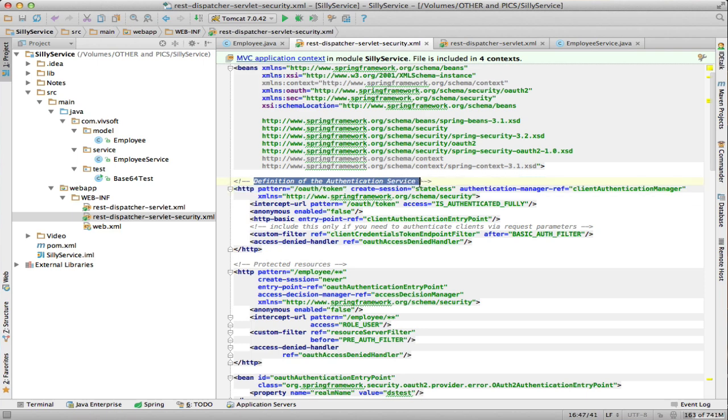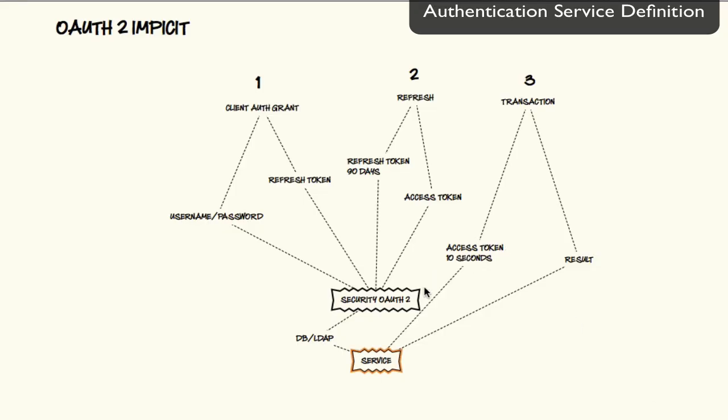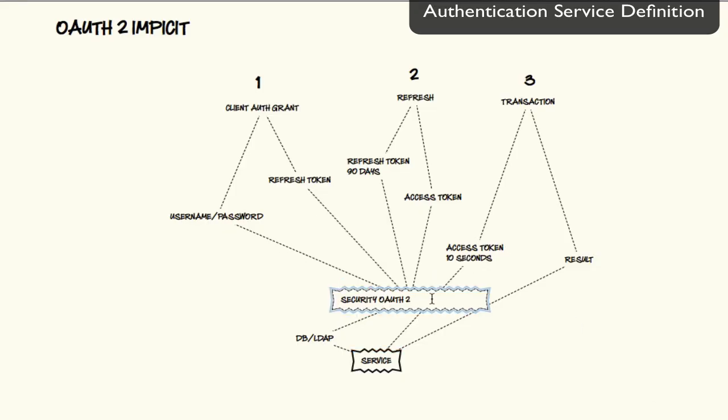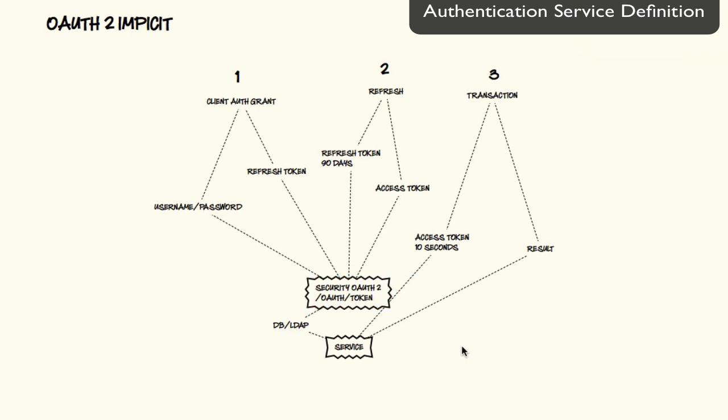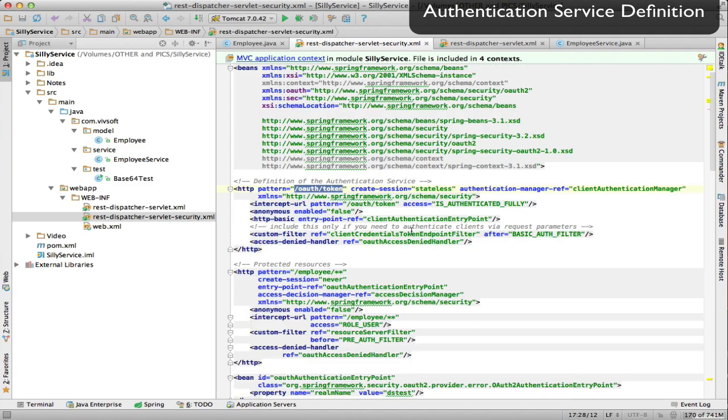First of all, there's a definition of my authentication service, and it's going to live at the endpoint /OAuth/token. If we go back to this picture, that's this guy, and it lives at /OAuth/token. So that's the definition of that service. Whenever, in this first loop or second loop, we want to talk to the security OAuth service, we'll talk to it on /OAuth/token. So that's the definition of your service, where it lives.